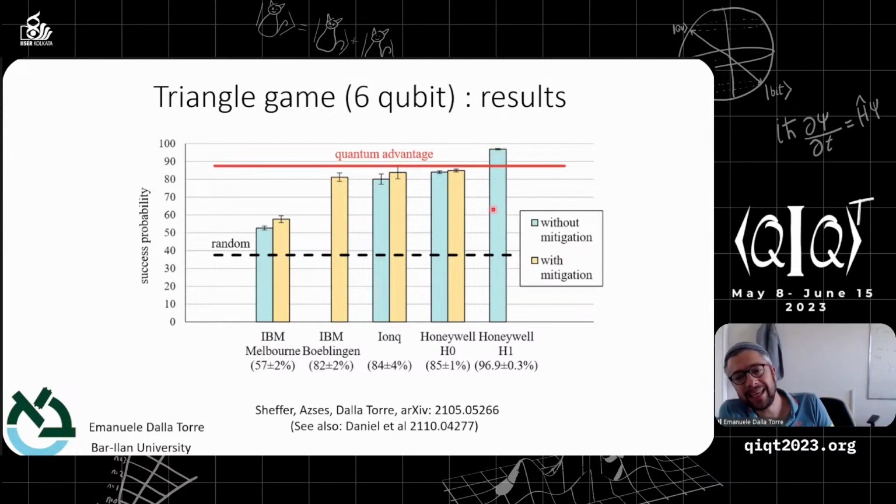Anyway, the idea is that this quantum computer can win this triangle game more than classical players. And what I would like to say is that this is really a way to benchmark quantum computers. What we say is that H1 is much better than H0. And this is something that many other tests performed on the same quantum computer also found. What is useful is benchmarking the quantum computer using different algorithms so that you can compare different methods. And I think all the methods sort of agree that, let's say, Boblingen is much better than Melbourne, and IonQ is about the same as IBM Boblingen. So the different benchmarking methods seem to match together.